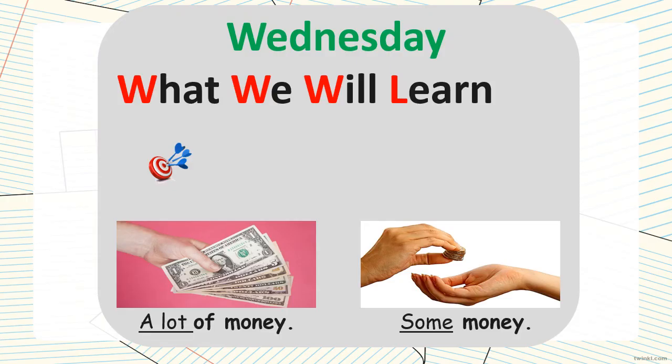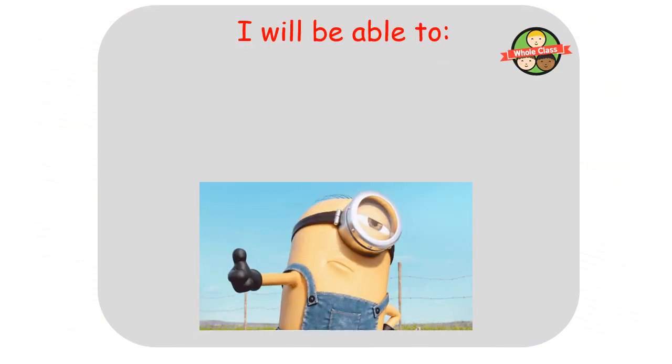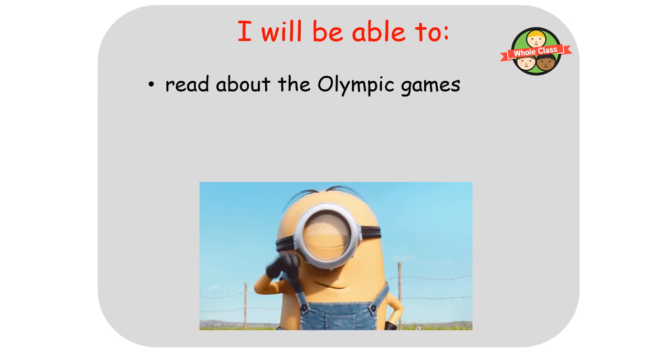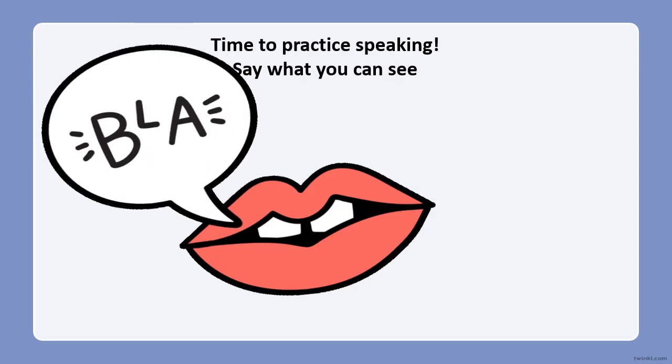What we will learn is how to practice the use of quantifiers. So these are words called quantifiers. For example, a lot of money and some money. The quantifiers are a lot of and some. Today you will be able to read about the Olympic Games and use quantifiers correctly.